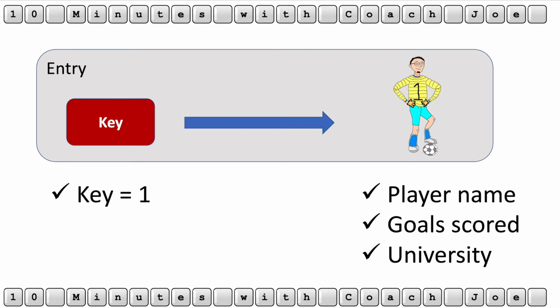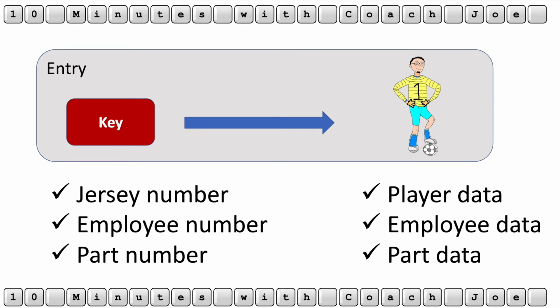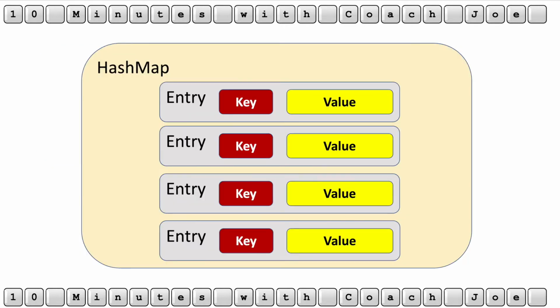Imagine you know the jersey number for a player on the team, and you want all the player's data. Data like the player's name, date of birth, university they attended, home city and country, plus much more. The simple key will easily give you more complex data. This is common for getting data on employees and parts. The hash map will consist of many entries and is ideal as a lookup table.